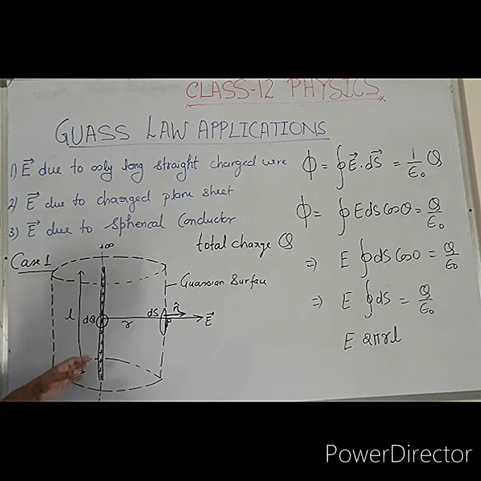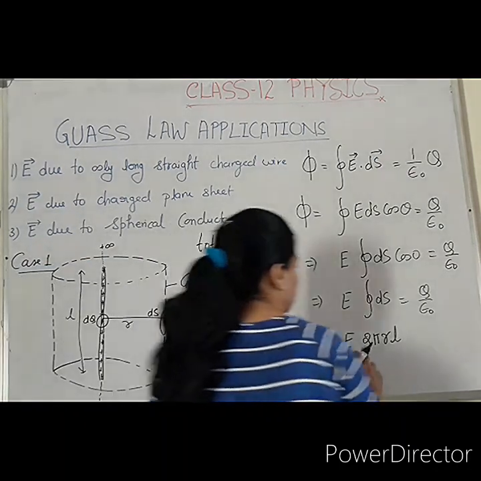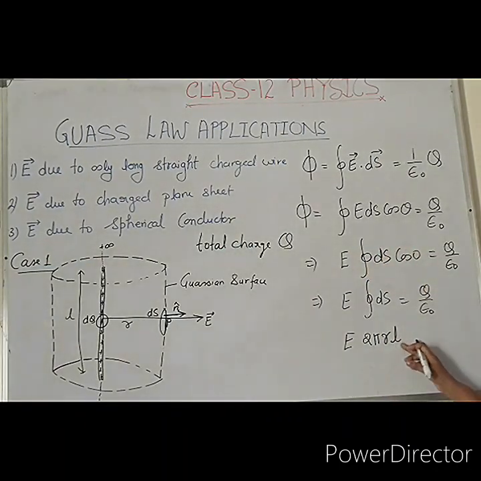Afterward we will revert to the infinitely long case. We will take case 2. So 2 pi r into the length of the finite portion of this infinitely long straight wire will come as Q by epsilon naught. Now E is equal to what? This is Q divided by 2 pi epsilon naught r into L. L you can take in the numerator only. So it will be Q by L.